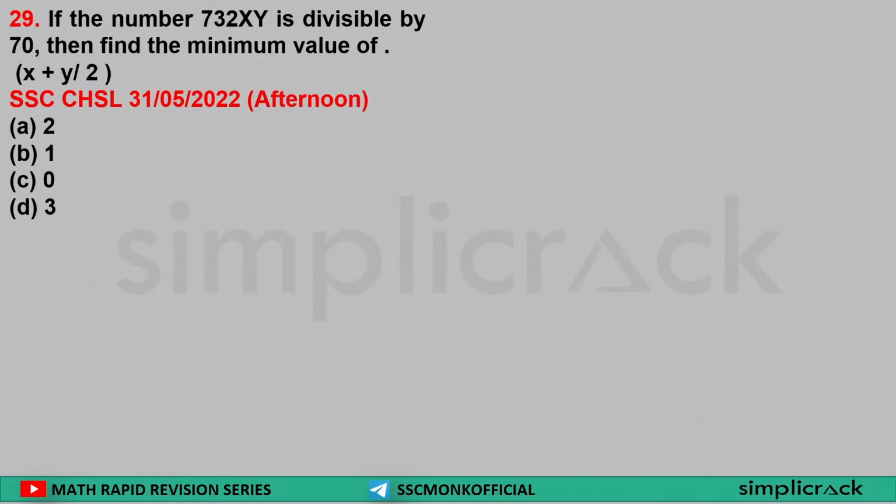If the number 732xy is divisible by 70, find the minimum value of (x plus y) by 2. Now understand, 7 into 10. That means it should have y as 0, otherwise we cannot divide it. And x should be something that would get me the sum divisible by 70. That's all. So it is saying (x plus y) by 2 will get me the minimum value.